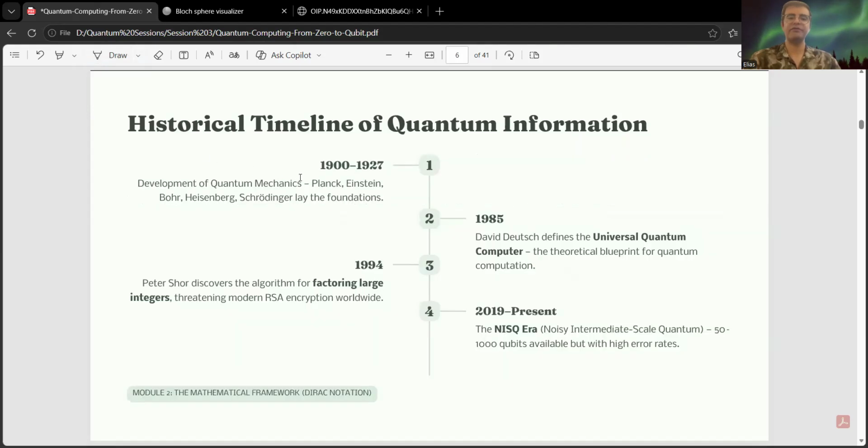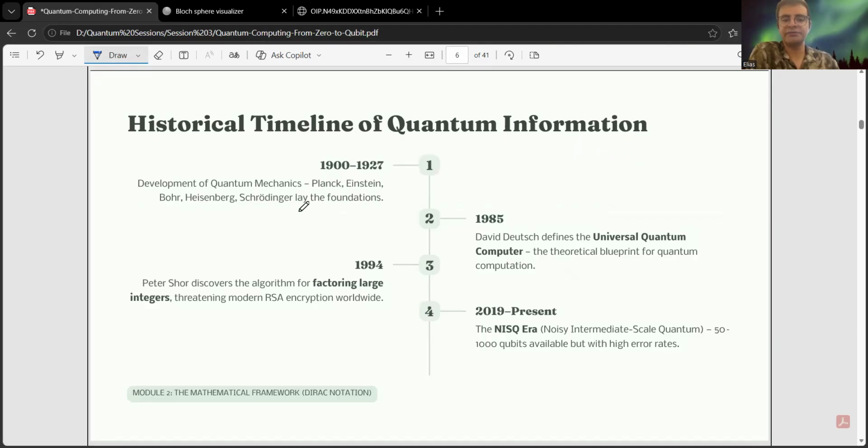If you look at a bit of the advancement in this field, or the timeline, from 1900 to 1927 it was more like theory discussions. We had Max Planck, Einstein, Bohr, Heisenberg, Schrödinger, who discussed the theory and the foundation. Then we go to 1985, when the conversation was more about the universal quantum computer. In 1994, we have Peter Shor talking about factoring large integers. And 1996, that I'll add here.